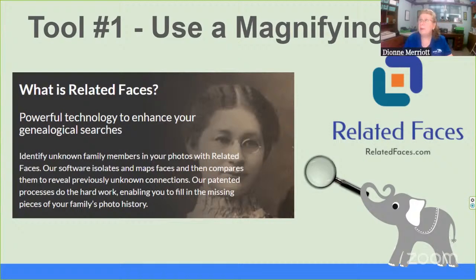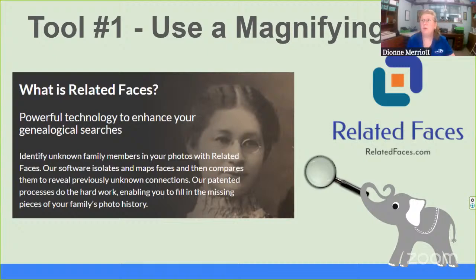So the first one I want to talk about is the magnifying glass tool, and that is the site that we'll talk about. It's called Related Faces. Now, this is something that I was introduced to at the Photo Managers Conference a few years ago. That's one thing I really enjoy about the conferences: we're able to meet different vendors that are involved in the photo industry, and it's really great to talk to them in person. As I was preparing this, I reached out to the founder, Aunt Tina, and she and I had a nice conversation about how their program works and what they do that's going to help you find your photos.